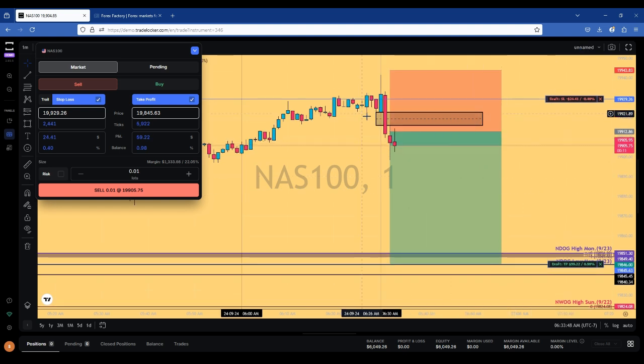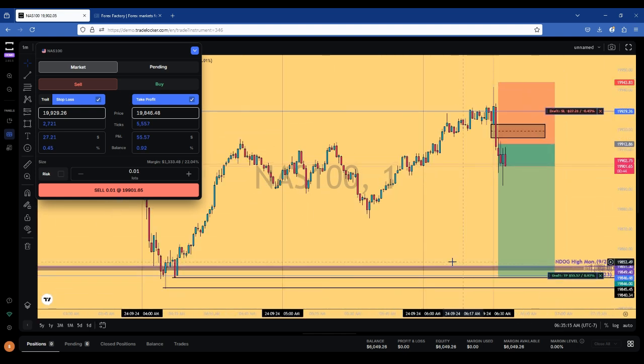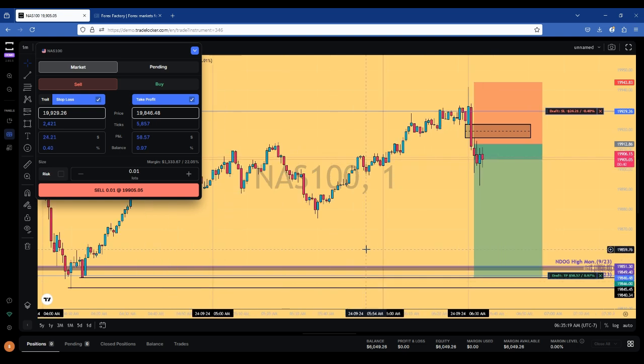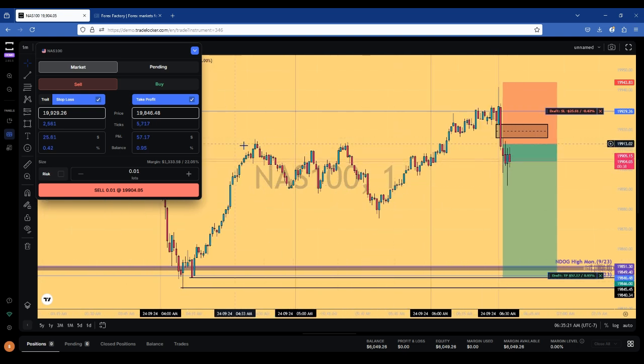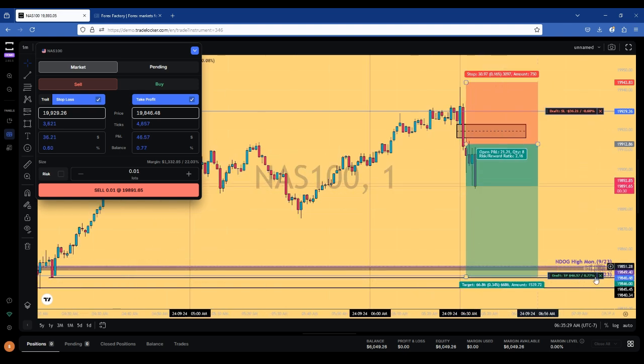I want to see price come back up into this level and then break structure down or continue down. Targeting these two equal lows. You can see on top, these equal highs already got taken out. So we see manipulation on top. On top of that, we have the new day opening gap, so I'm confident price is going to come back down into here.